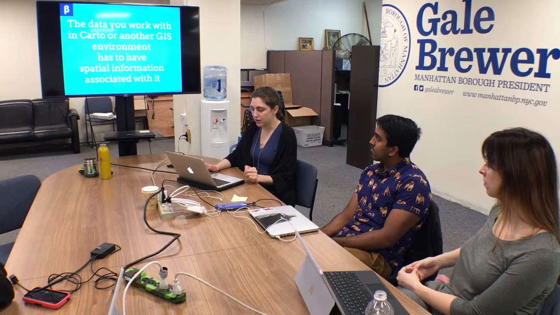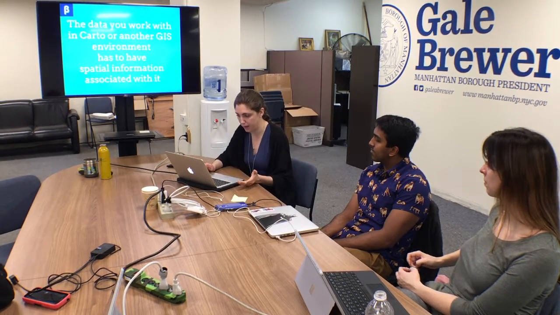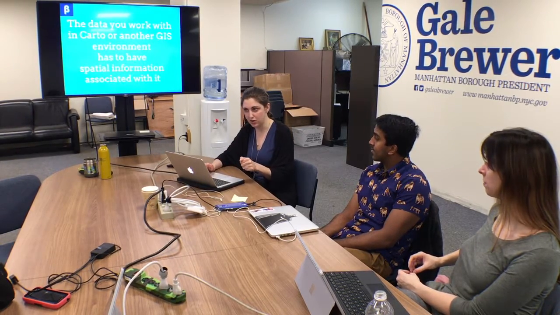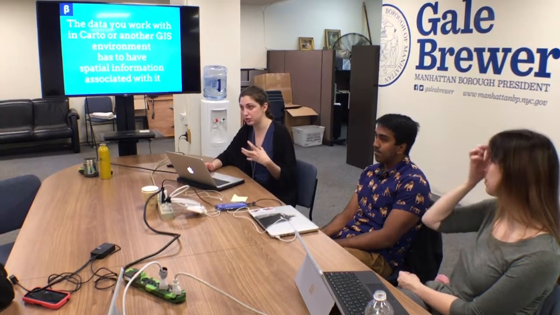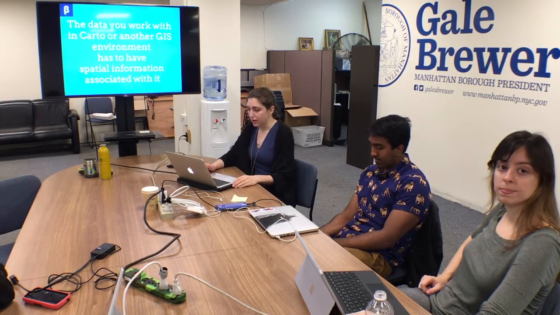The data you work with in Carto or another GIS environment has to have spatial information associated with it in order for it to be illuminated on a map form. So if you tried importing some data into Carto that did not have spatial information associated with it, Carto wouldn't know what to do with that data, and it would do nothing with it.